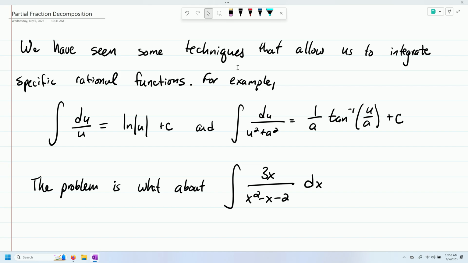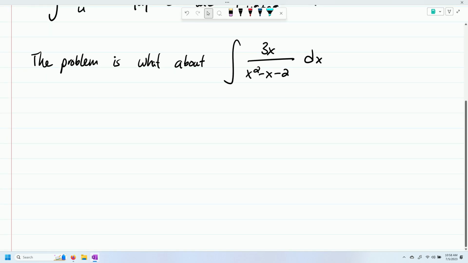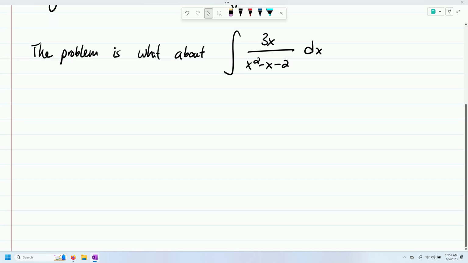The big question becomes, what about something like the integral of 3x over x squared minus x minus 2? When you look at this problem, there is no technique that allows us to just integrate this. Initially it looks very simple compared to what we've seen so far. However, there's no technique that we know of that will do this. However, maybe we could rewrite this fraction in a way that will allow us to easily integrate it.